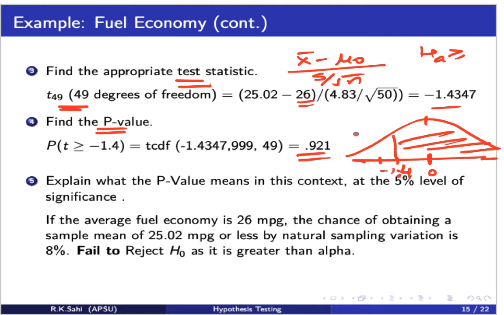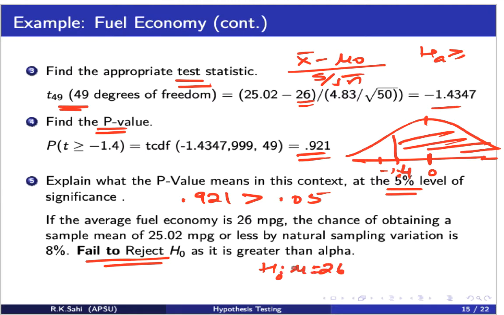What it says is that the p-value is definitely more than 5%, because 0.921 is strictly greater than 0.05. So as the p-value is greater than the significance level, that means we fail to reject the null hypothesis. So that means the null hypothesis, which was the mean of 26 miles, is right. They're saying, oh, it has increased. No, it has not increased. So their evidence is not in favor.